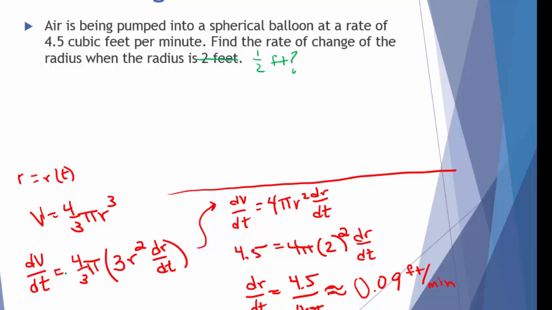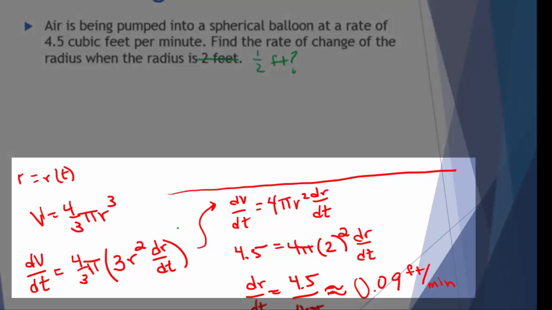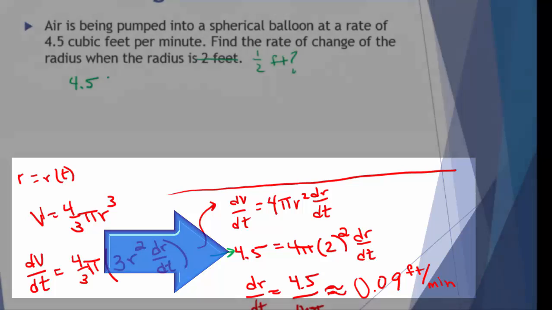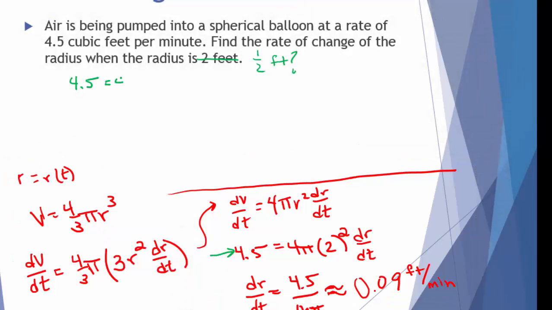So all of this work that we have is actually going to stay exactly the same even though I've changed your radius. The point at which it's going to change is right here. In this case, if your radius is only half a foot, you're going to take 4.5 and put that in for dV/dt and set that equal to 4 times pi times 1/2 squared times dr/dt.